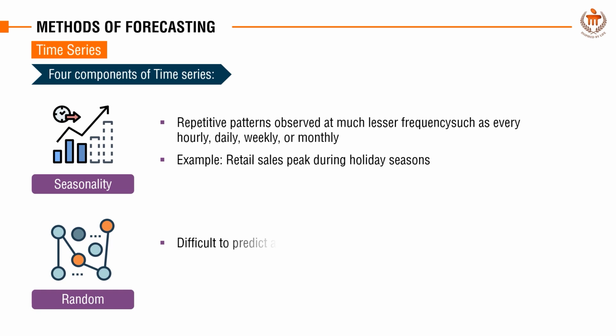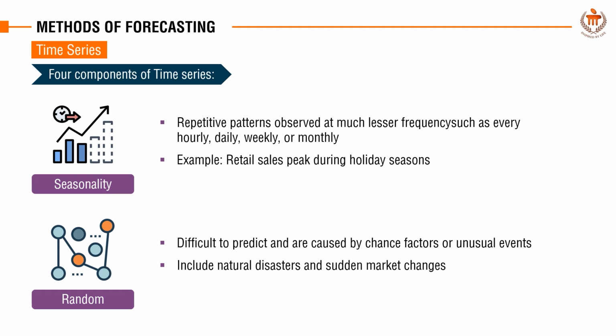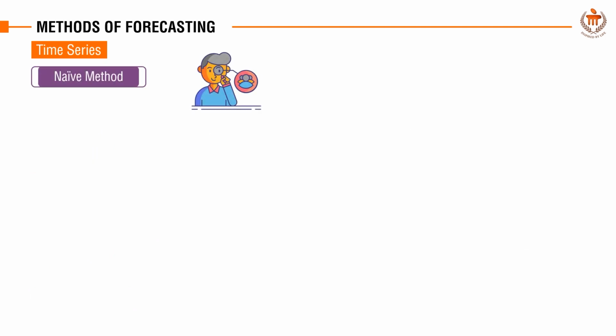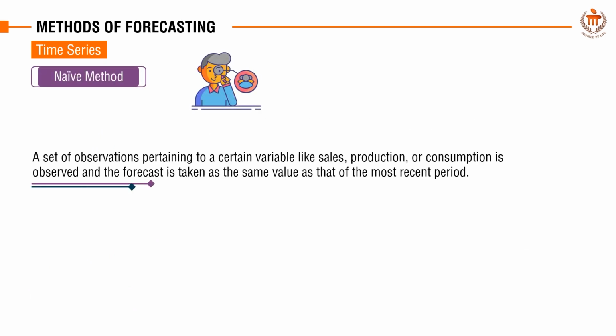Random components are unpredictable and caused by chance factors or unusual events. These can include natural disasters or sudden market changes, making them difficult to forecast but essential to consider when analyzing the time series data. Together, these components provide a comprehensive framework for understanding the behavior of time series data and improving forecasting accuracy.